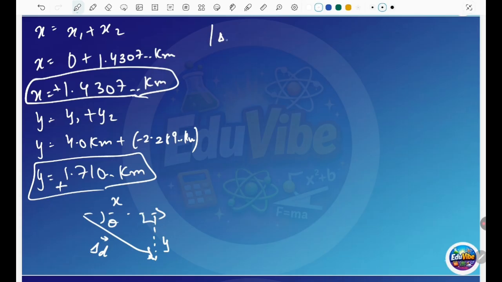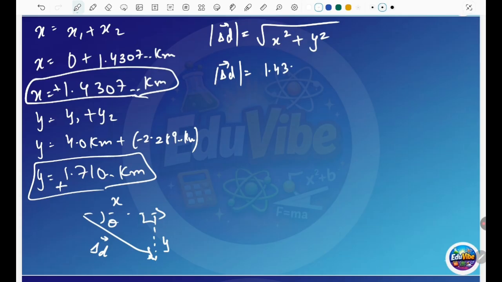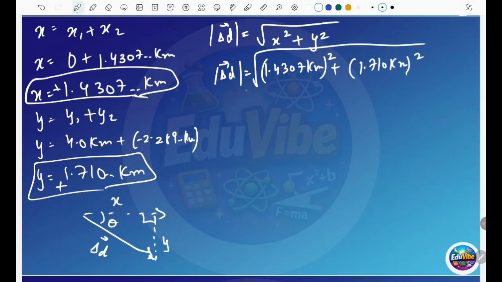Now we have to find the magnitude. How can we find this? x square plus y square. So x square is 1.4307 kilometers square plus y square is 1.710 kilometers square, and we get a displacement magnitude of 2.229 kilometers. The dimension can be in meters or kilometers, so we go with kilometers as long as we have the same units.